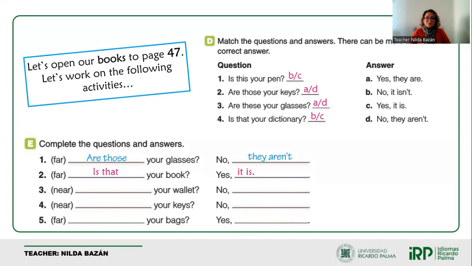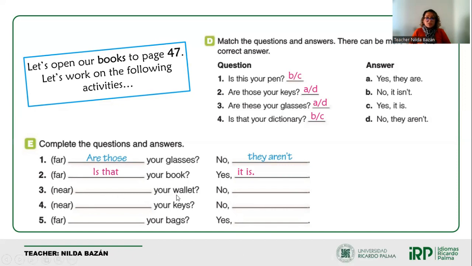Okay. Can we check? Yes. All right. For number 3, we have the word near.